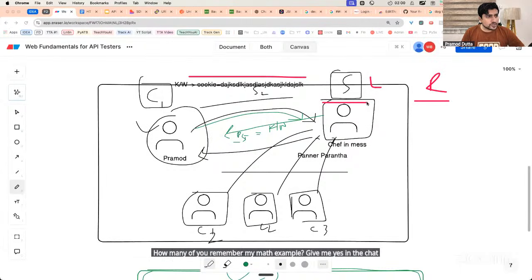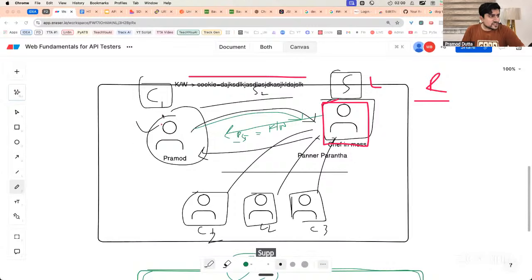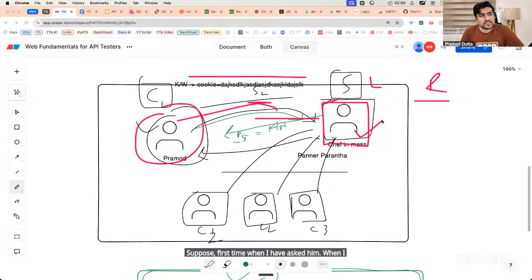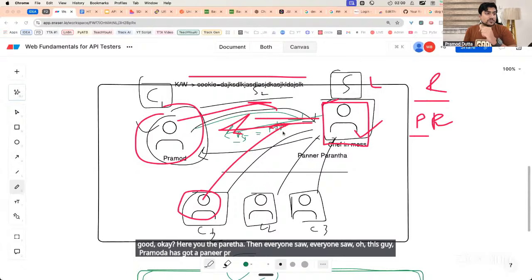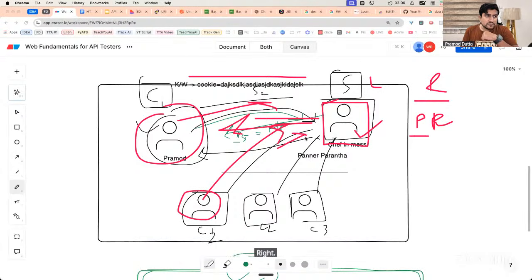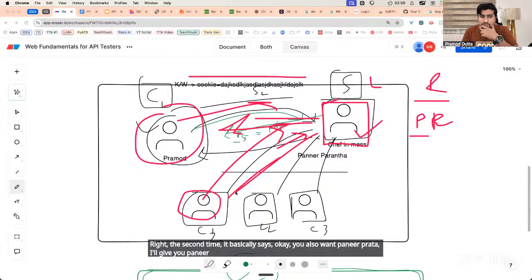Right? Suppose the first time I asked this chef, I told him that I need a paneer paratha. He said, okay, I'll give you a paneer paratha. Good, here is the paneer paratha. Then everyone saw, oh, this guy Pramod has got a paneer paratha, I will also go and ask for paneer paratha. The second time he said, okay, you also want paneer paratha, I'll give you paneer paratha.